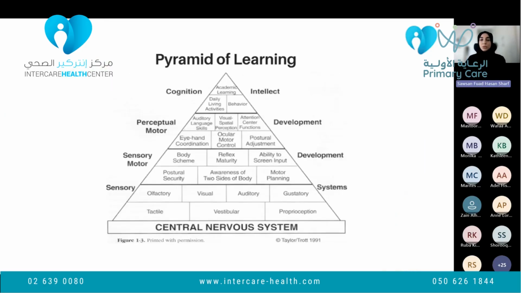So here I want to explain this pyramid for you. It's called the pyramid of learning. I want you to look at the base of this pyramid. It's the foundational skills. The central nervous system and the sensations are the basic skills for building any new skill or to learn anything. So if the sensations are not working well, that definitely will affect the other, more complex skills. If we move from the sensations up, we will go to the sensory motor skills.